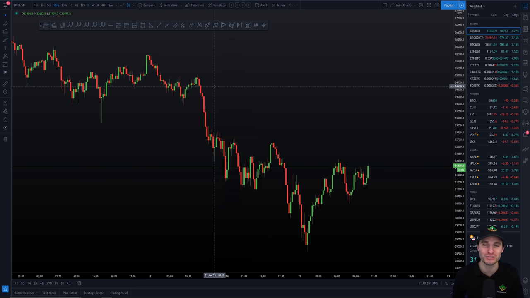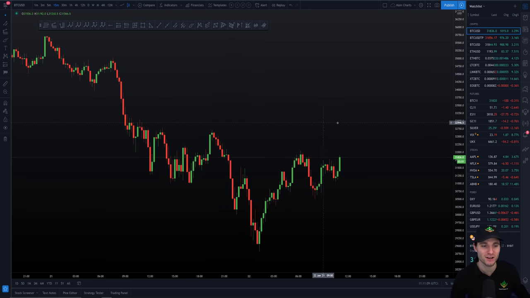If you're following the news, you're late to the move. If you're looking at the whale alerts, you're late to the move. If you're looking at the influx of Bitcoin onto an exchange, you're late to the move. The only way you can be ahead of the market is by actually doing really nice technical analysis, having that really nice plan.